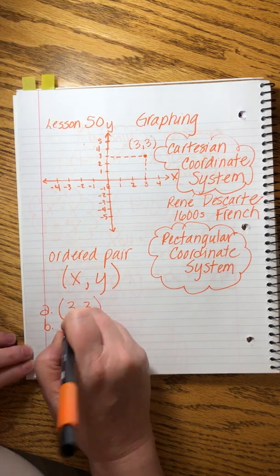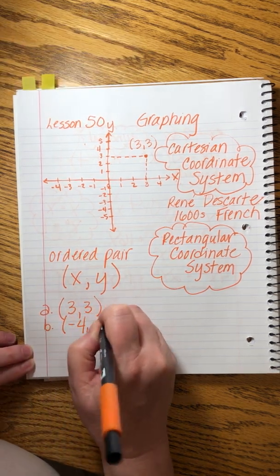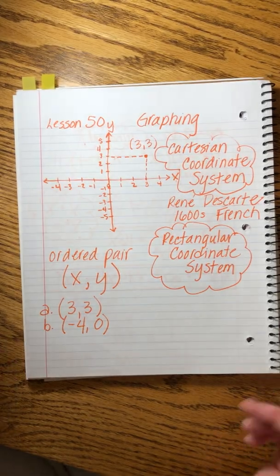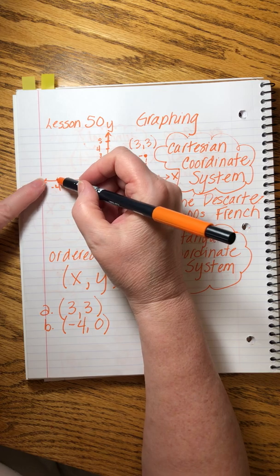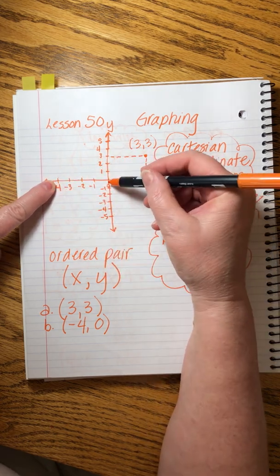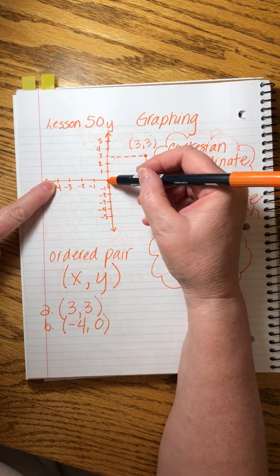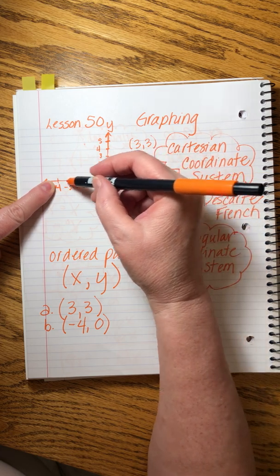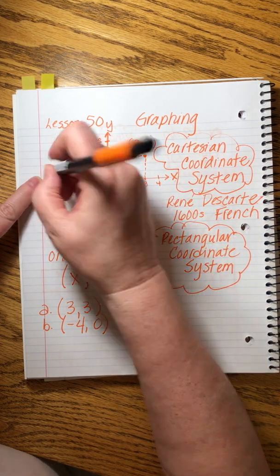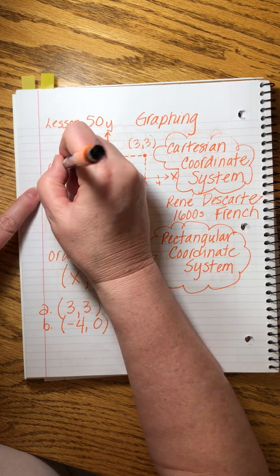This one is -4, 0. Okay, so we start with the x. Here's the x-axis. We go to -4. That's way down here. And then on the y-axis, we want to be at 0. That means we go neither up nor down. We stay right here at 0. And there is our second point, and we would call that -4, 0.